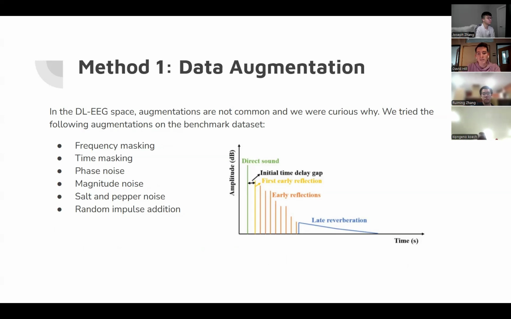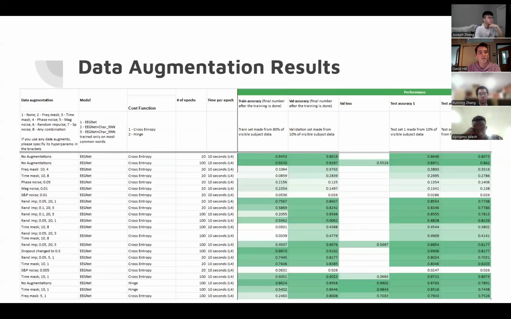Frequency masking, time masking, and salt and pepper noise are done as would be expected. Phase and magnitude noise are done by adding noise to a corresponding component in the discrete frequency domain. Random impulse addition is illustrated in the image. It takes the green vanilla impulse response and adds various random reflection impulses. Then it convolves this new impulse response with the original data in an attempt to add an echo effect for better generalization. Here are some of the results of our ablations.